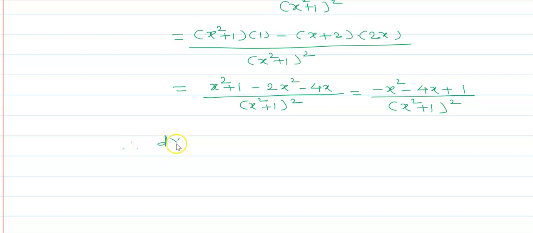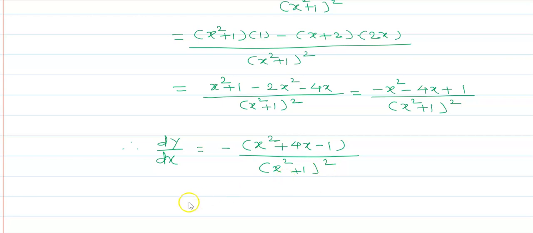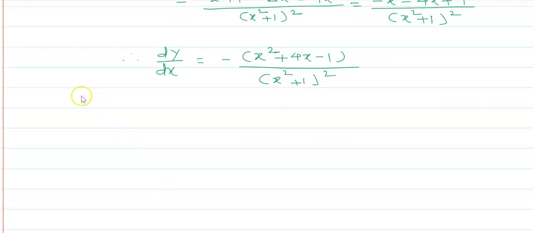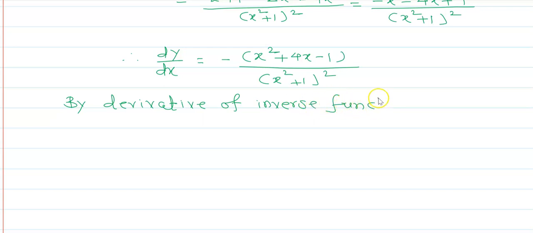And therefore dy by dx is equal to, you can take the minus sign as common, then you will get x square plus 4x minus 1, and this divided by x square plus 1 bracket square, by the derivative of inverse function.